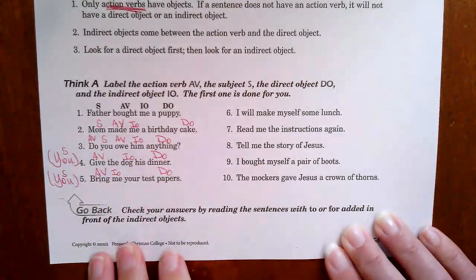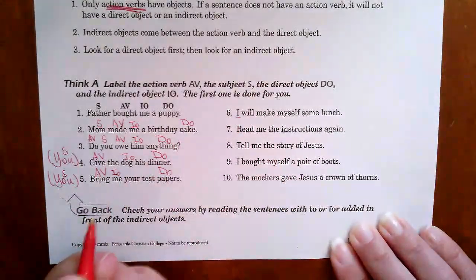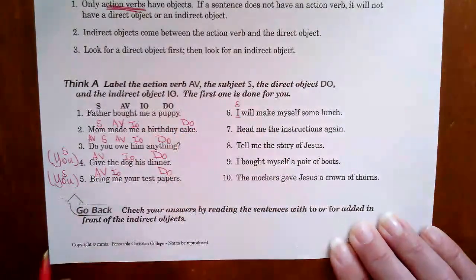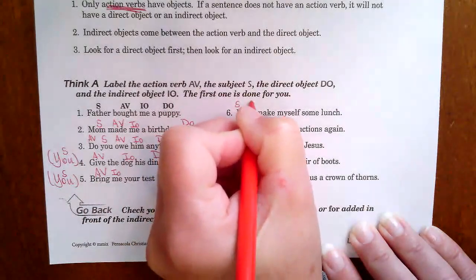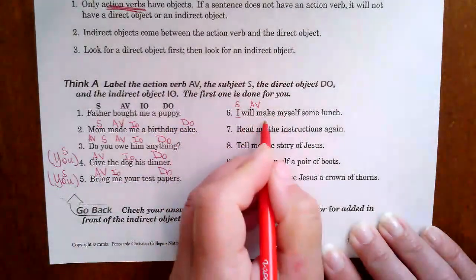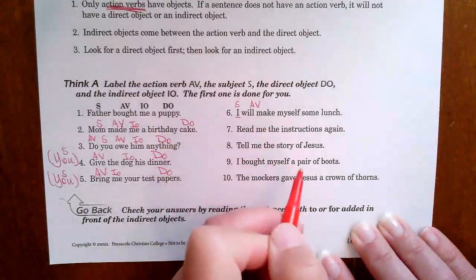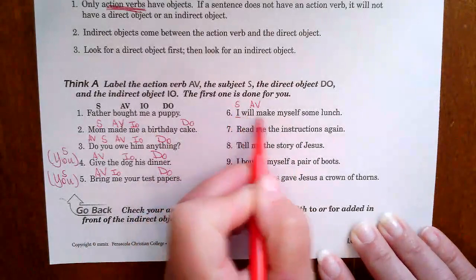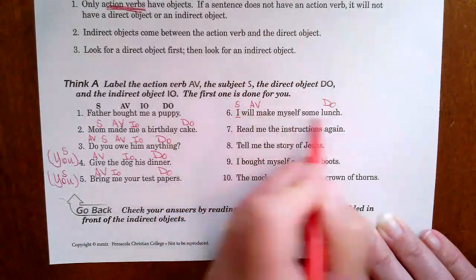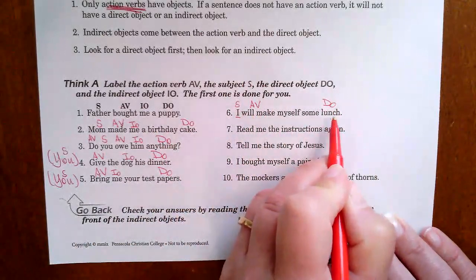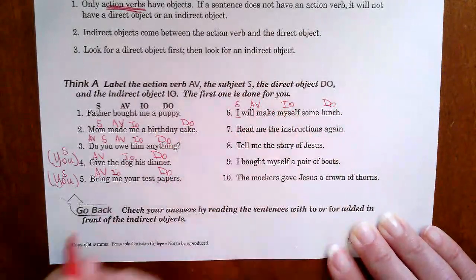Look at number 6. I will make myself some lunch. Okay. I. Mark it with an S for subject. All right. What will I do? Well, I will make. I'm just going to put a V over the verb phrase. Okay. I will make. Let's look for prepositions. We don't have any. I will make what? I will make lunch. I will make lunch for whom? Well, I'm making it for myself. I'm a little bit hungry, so I'm just going to do it myself.